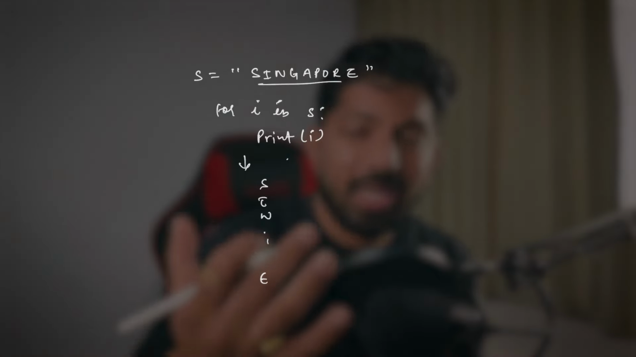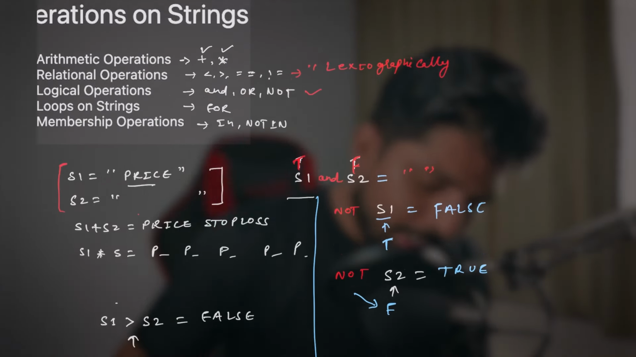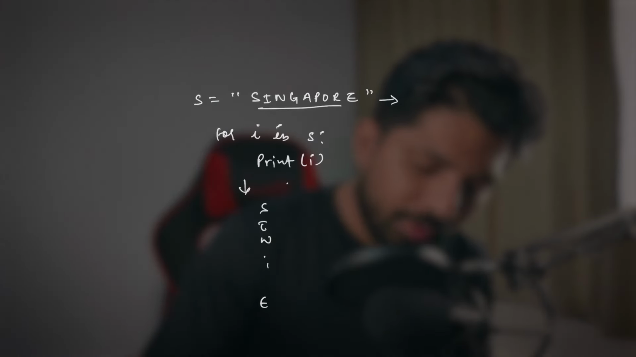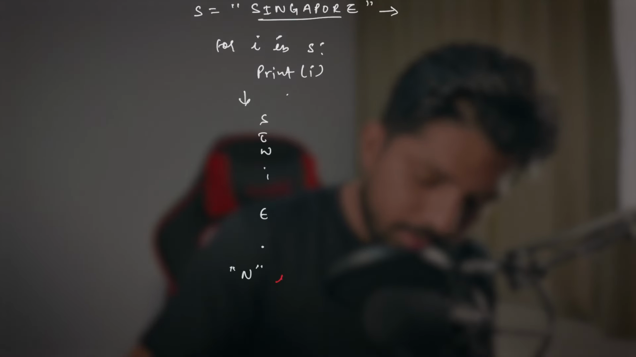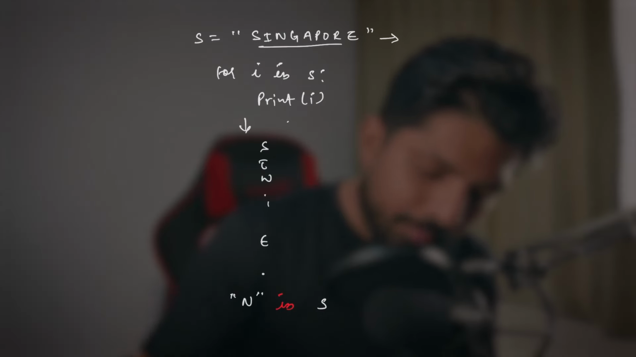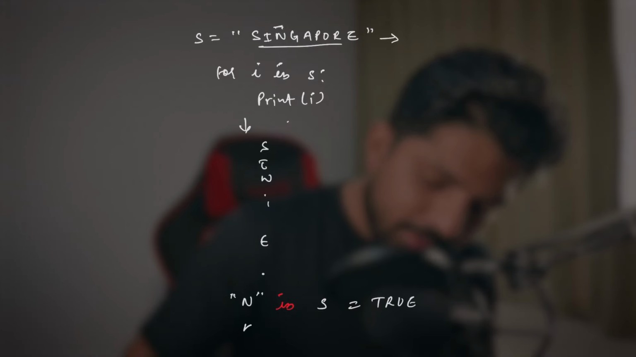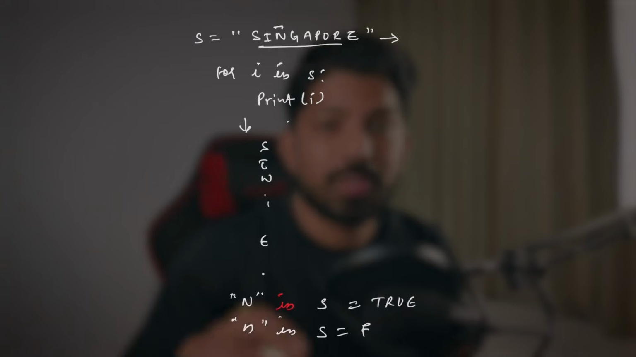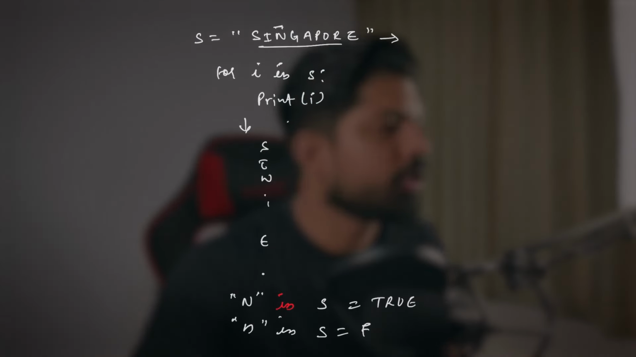We will be performing some examples quickly, but just let me explain the last one, which is membership. In membership, what happens? We have this as a string. If I write capital N in S, where S is the string here, it will check whether capital N exists in this string or not. Here we can say that yes, N exists, so it will give us the value as true. Similarly, if I write small n in S, we will get the value as false because it doesn't exist. Now let's quickly perform some examples, and then we will move to the next topic, which is functions on strings.